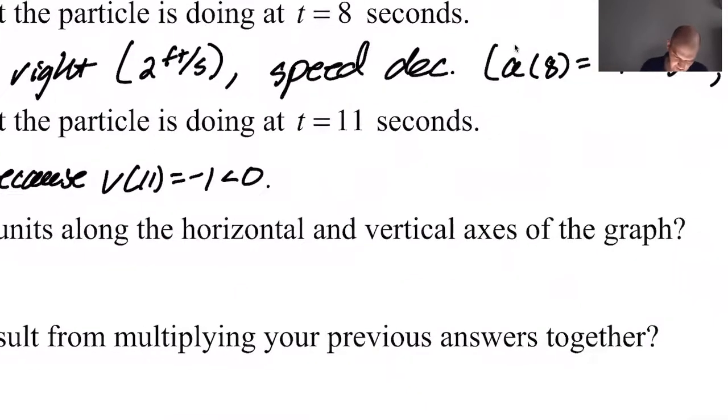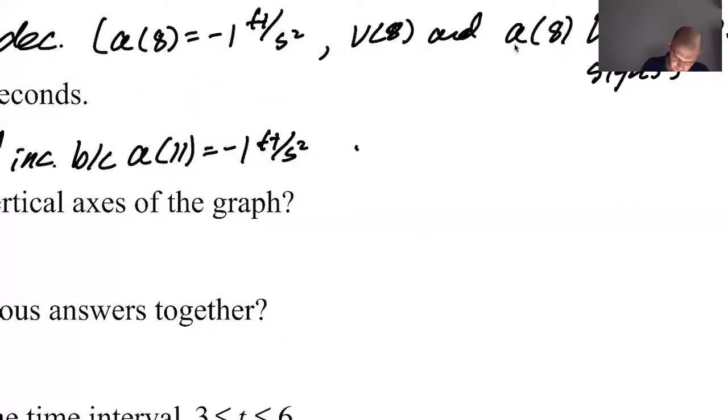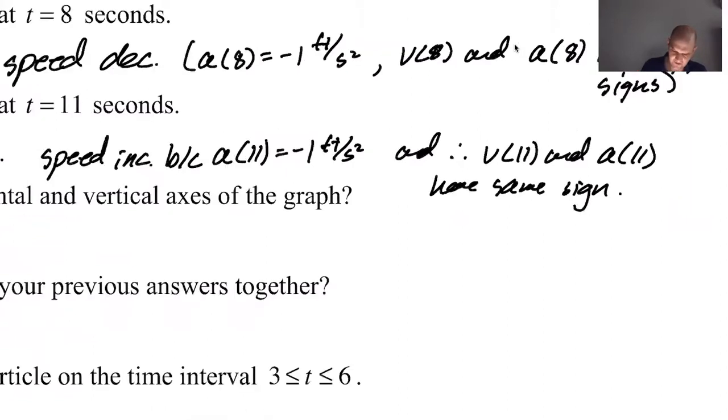All right, so your speed is increasing because a of 11 is -1 feet per second squared, and therefore v of 11 and a of 11 have the same sign. And anytime you have the same sign, your speed is going to be increasing.